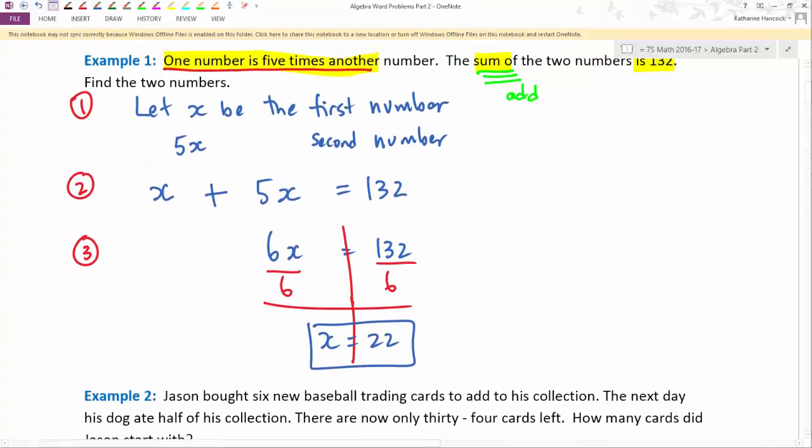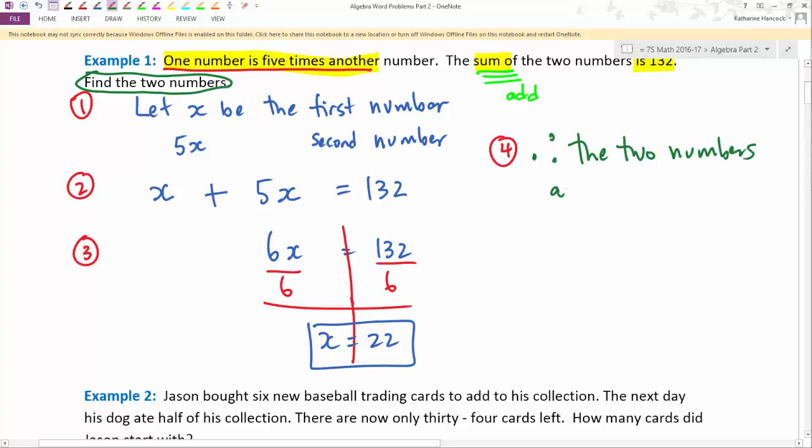Now the last step is to go back and make sure that I answer the question with my therefore statement. It asked us, find the two numbers. So therefore, the two numbers are, well, we figured out that the first one was 22, and then the second one is 5 times as much. So 22 times 5, that's going to give me 110. So that's the second number.